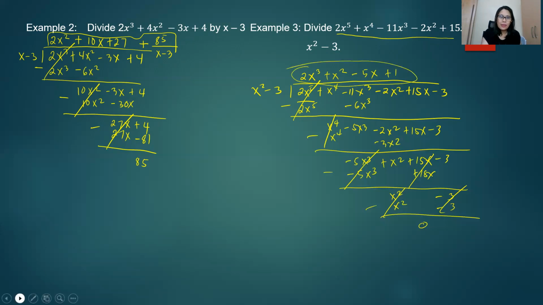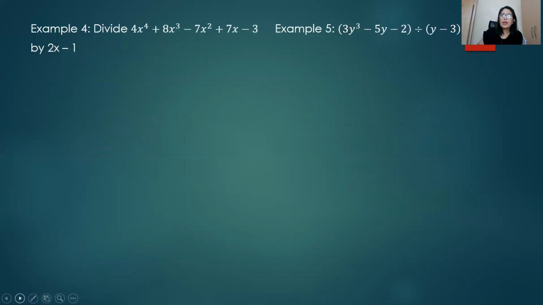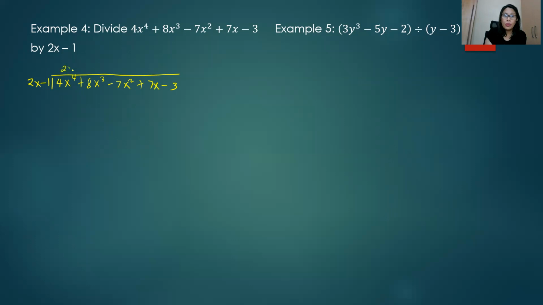So more examples. So how about dividing 4x to the 4th plus 8x cubed minus 7x squared plus 7x minus 3. So let's arrange the dividend in descending order. And then we divide this by the divisor 2x minus 1. So divide the first term of the dividend by the first term of the divisor. So this is 4x to the fourth divided by 2x. So we have 2x cubed here.